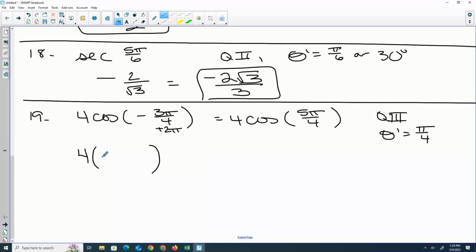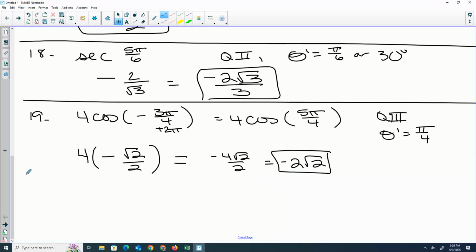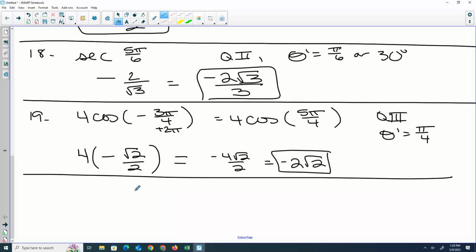In quadrant 3, tangent's positive, so cosine's negative. Cosine of 45 degrees, radical 2 over 2. And then when you multiply it by 4, you can reduce it, so you get negative 2 radical 2. On any of those questions, you can use your unit circles to get those as well. Just make sure that you're able to fill out the unit circle.